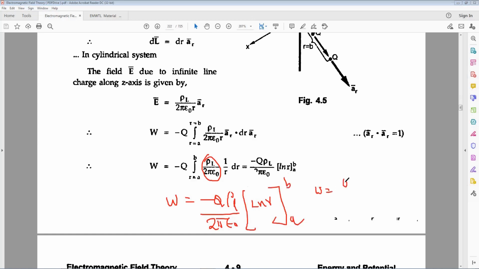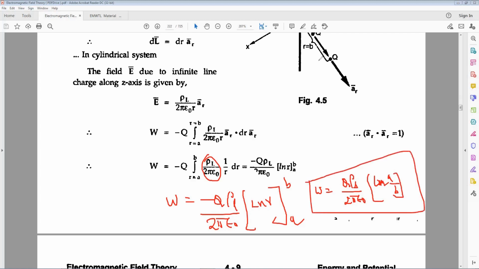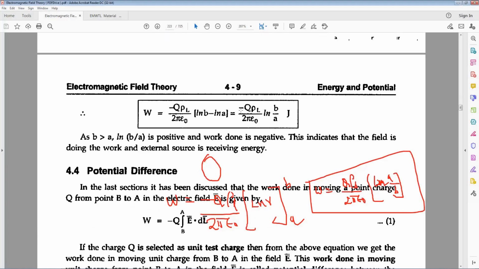The work done W is equal to Q rho L by 2 pi epsilon naught, and its upper limit is ln of B, or it is ln of A by B. I'm changing this minus also. W is equal to Q rho L by 2 pi epsilon naught. When you remove this minus, it changes to A by B. Multiply this minus, ln B plus ln A. It becomes ln of A by B. Log A minus log B means log A by B only.